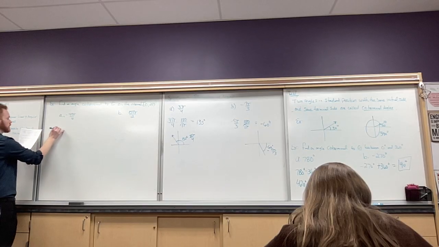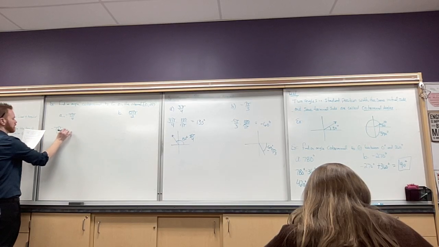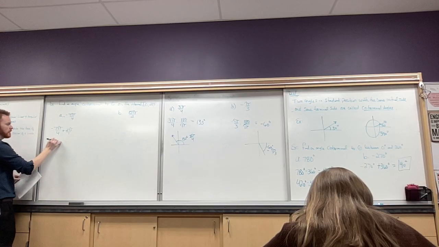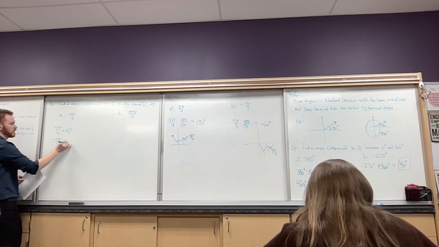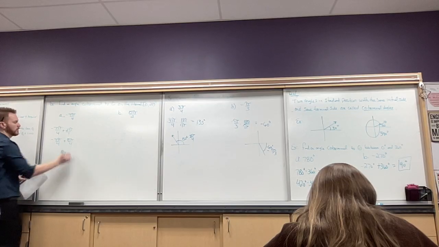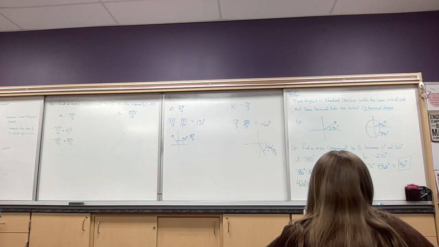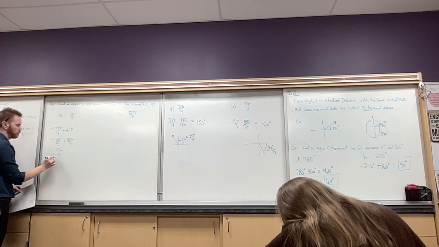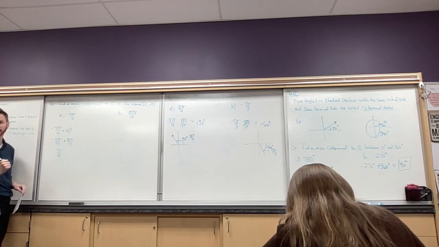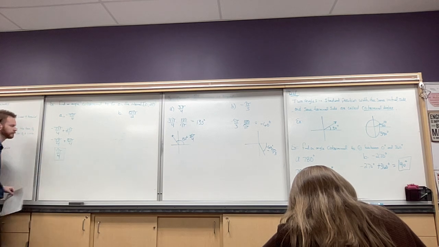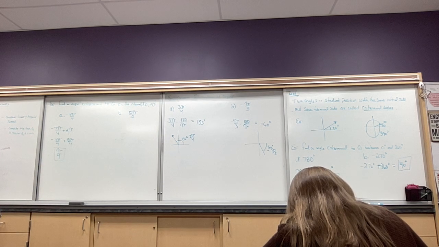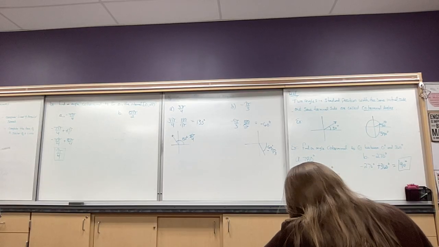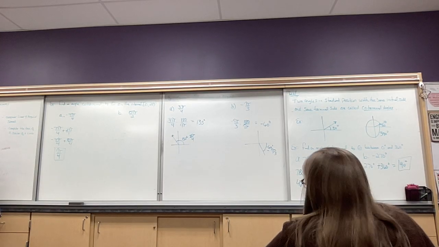So negative 7 pi over 4 plus 2 pi. Common denominators, so we'll do that real quick. 2 pi is the same as 8 pi over 4. And when I add them together, I get pi over 4, which is between 0 and 2 pi. So we're good. So pi over 4 and negative 7 pi over 4 are in the same position. Okay, 15 pi over 2.